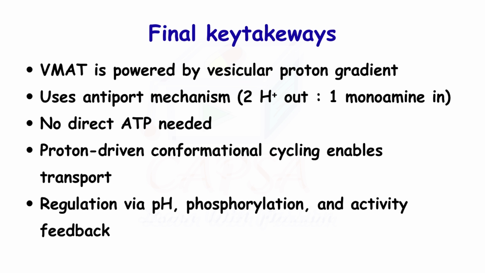To recap, VMAT is a secondary active transporter using a 2:1 antiport mechanism powered by the vesicular proton gradient. It plays a crucial role in monoamine storage and enabling neurotransmitter release during neuronal signaling. This transport is regulated by vesicle acidity, membrane potential, and various protein modifications, ensuring that synaptic communication remains finely tuned.